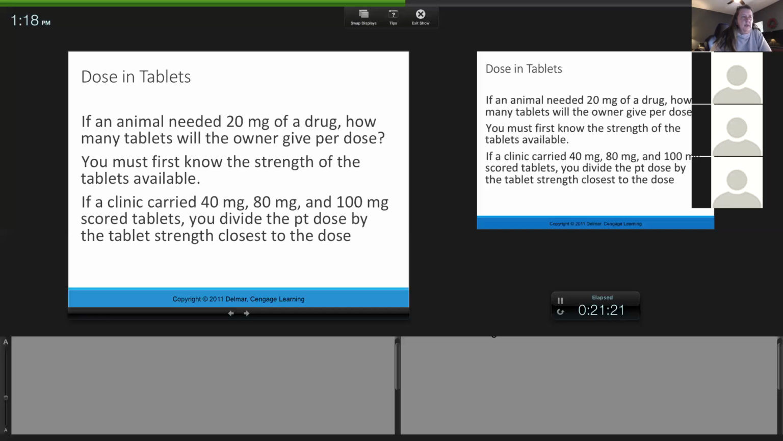Does everybody understand how I got that? So 40 divided by 20, you're going to get half a tablet. 80, there's 4 20 milligrams in that. And that would be quarters. And then 100, you couldn't really divide that tablet. So you're going to have to try to find the tablet that's closest.